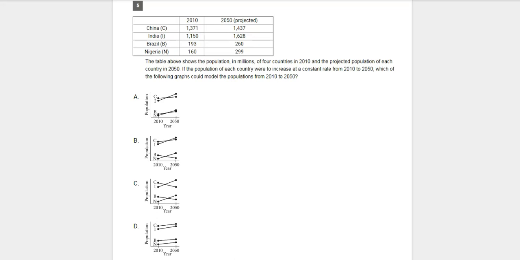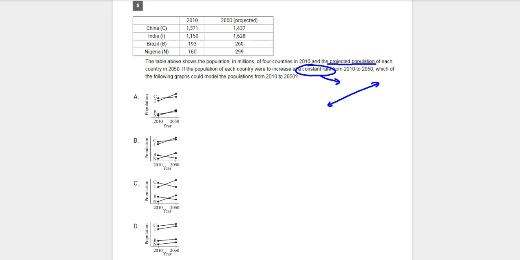All right, number 5, they give us a table, and then it looks like we're going to have to match it up with some graphs down here at the bottom. So it says we have China in 2010, India, Brazil, Nigeria. The table above shows the population of 4 countries, and then the projected population in 2050, so 40 years later. If the population of each country were to increase at a constant rate, okay, if you increase at a constant rate, that means you're linear.